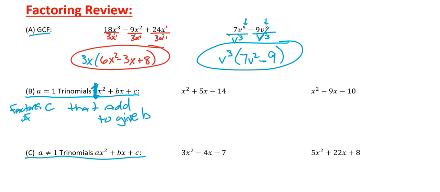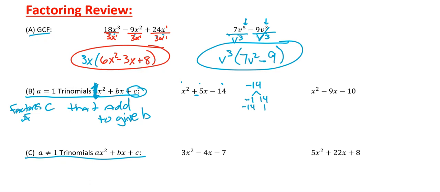So in this case, this is a, this is b, this is c. C is the constant. All right, so we need factors of negative 14 that are going to give you a positive 5. So factors of negative 14, for the first one here, I'll just list everything. It would be negative 1 and 14, negative 14 and 1.